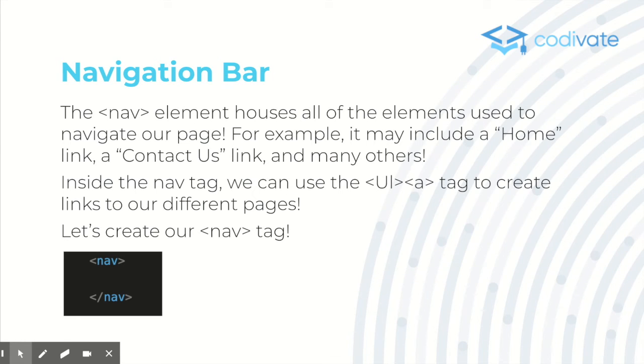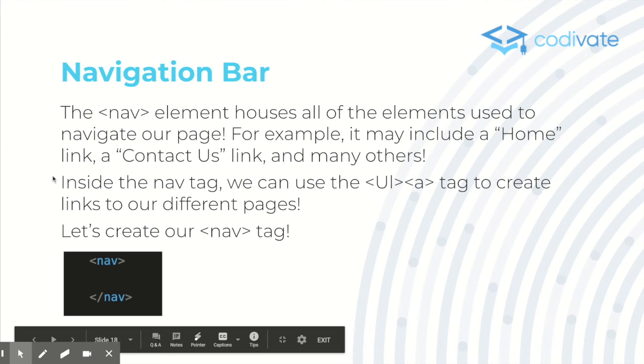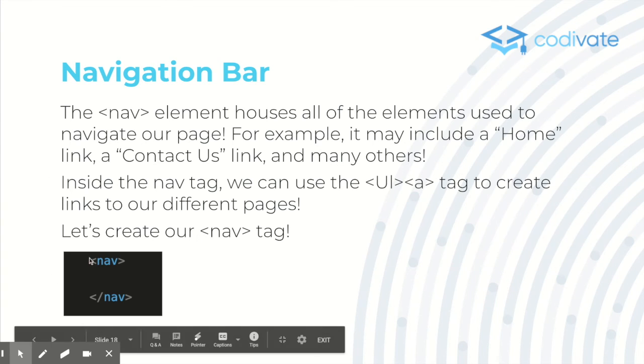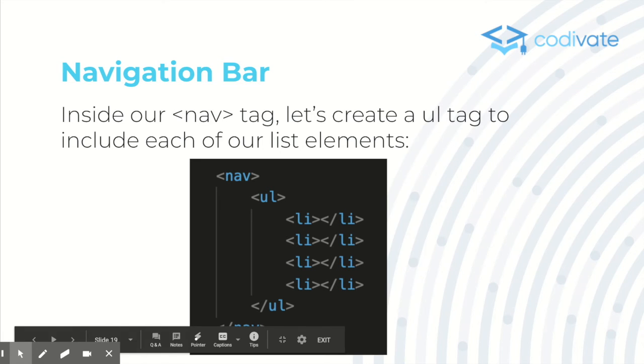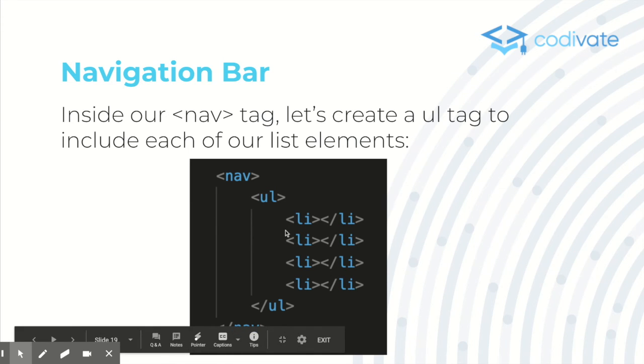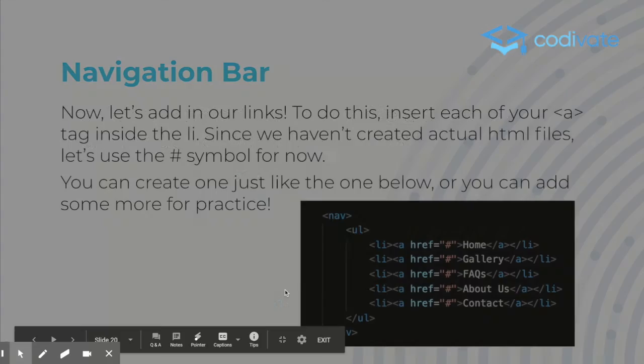For our navigation bar, the nav element houses all of the elements used to navigate our page. For example, it can include a home link, a contact us link, and many others. Inside of our nav tag, we can use the UL and A tags to create links to our web pages, which we'll learn. So first, let's create our nav tag over here as shown. Inside of our nav tag, let's create a UL tag to include each of our list elements. So we'll have UL and then each list element as shown here.